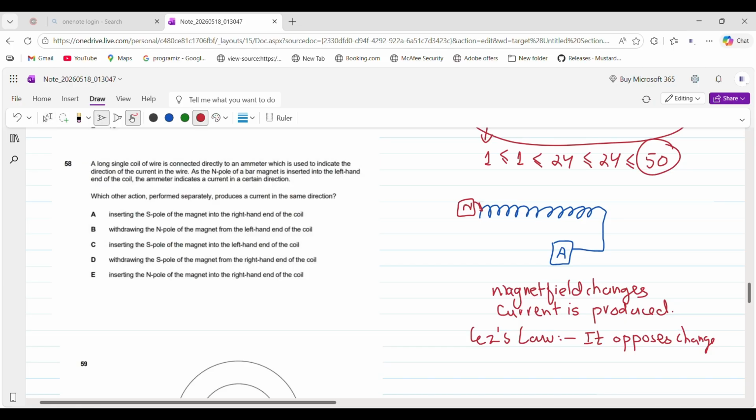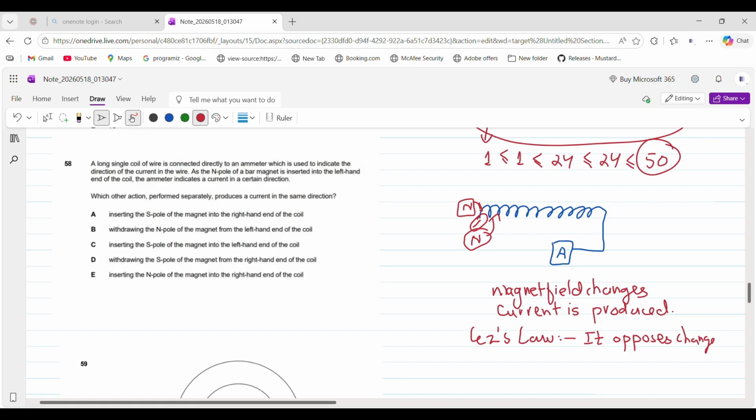So when the North Pole is brought nearby, again its magnetic field would be changed, and current would be produced. But we know that the property of the coil is that it would oppose the change, which means this side of the coil has to oppose this north pole. And how will it oppose? The synonym of oppose is repel, right? How will it repel? Of course, north would repel north. So north side is here as well.